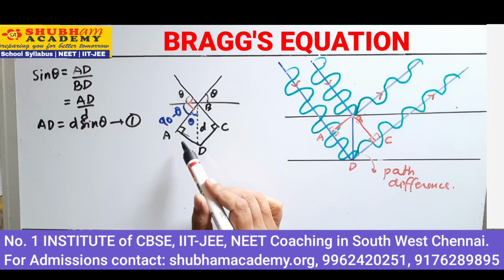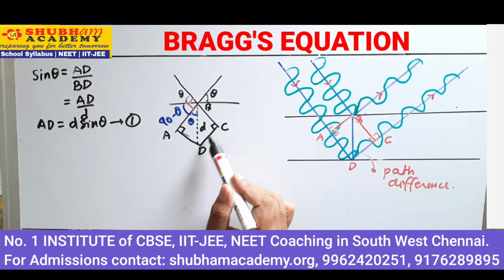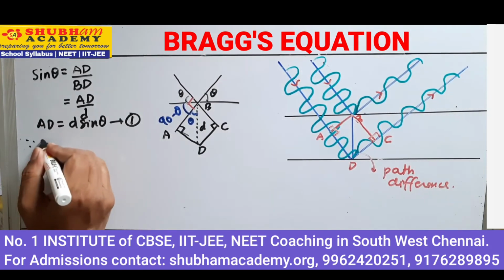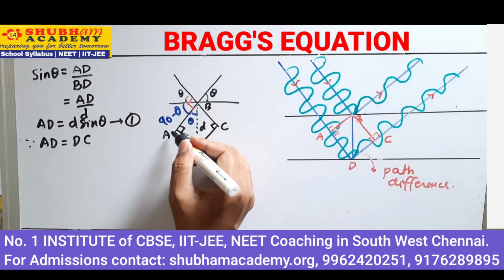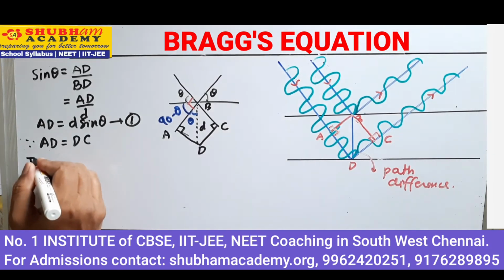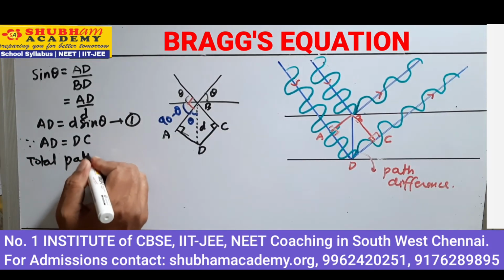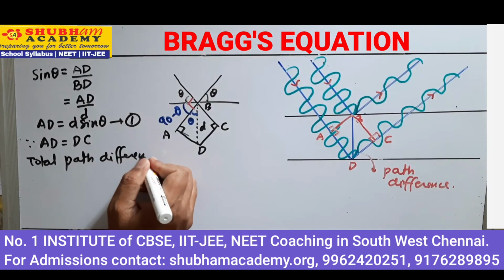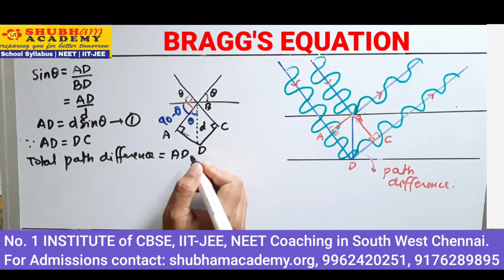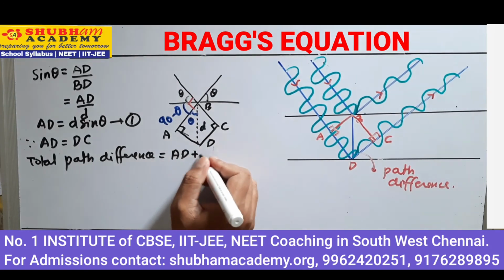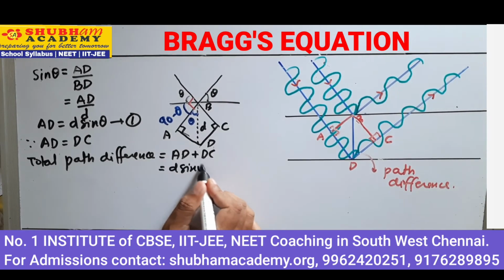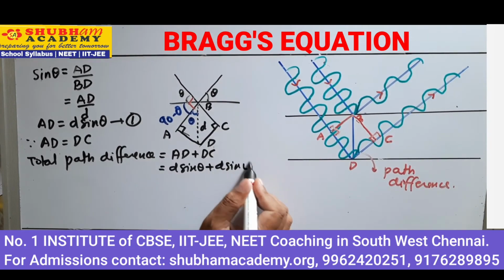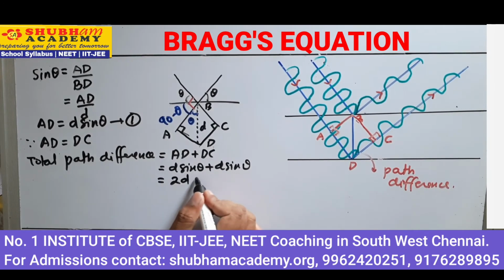Now since AD is equal to DC, the total path difference is AD plus DC. Total path difference is equal to AD plus DC, right? So that is d sin theta plus d sin theta, so 2d sin theta.